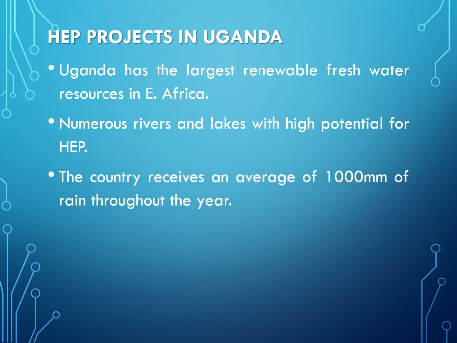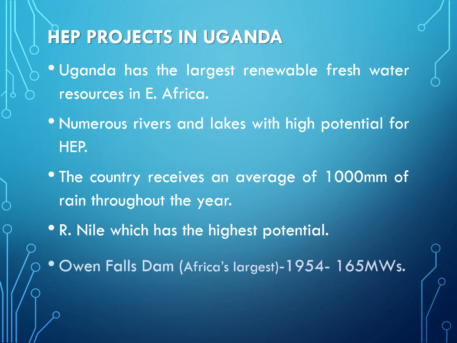1950s, we imported electricity from Uganda. Now the country receives an average of 1,000 millimeters of rainfall per year. So that again shows the high potential of HEP in Uganda. The River Nile has the highest potential. The River Nile comes from the Ugandan side of Lake Victoria. That is the source and the largest river in Africa, and as such has a very high potential for HEP.